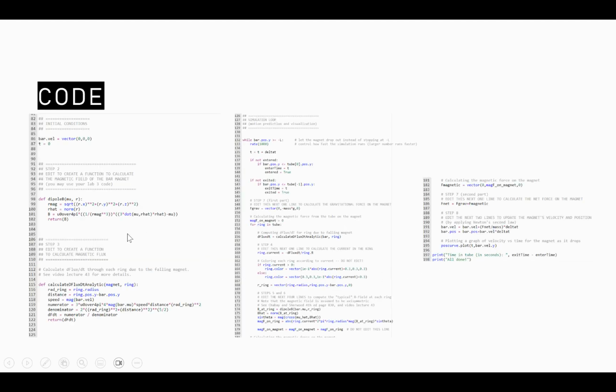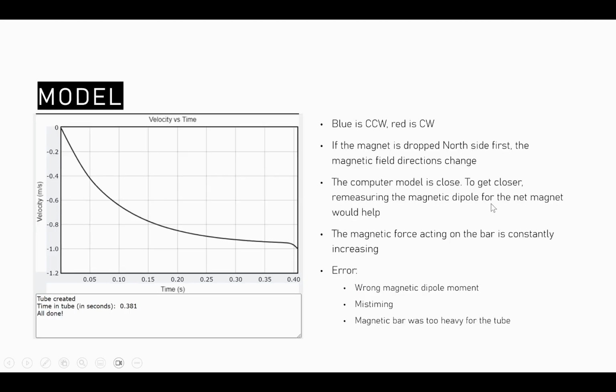So for the code, here is the magnetic field of the magnet. Here is the flux going through each of the rings. Gravity. This down here is the B field of each ring. And this is the total net force.